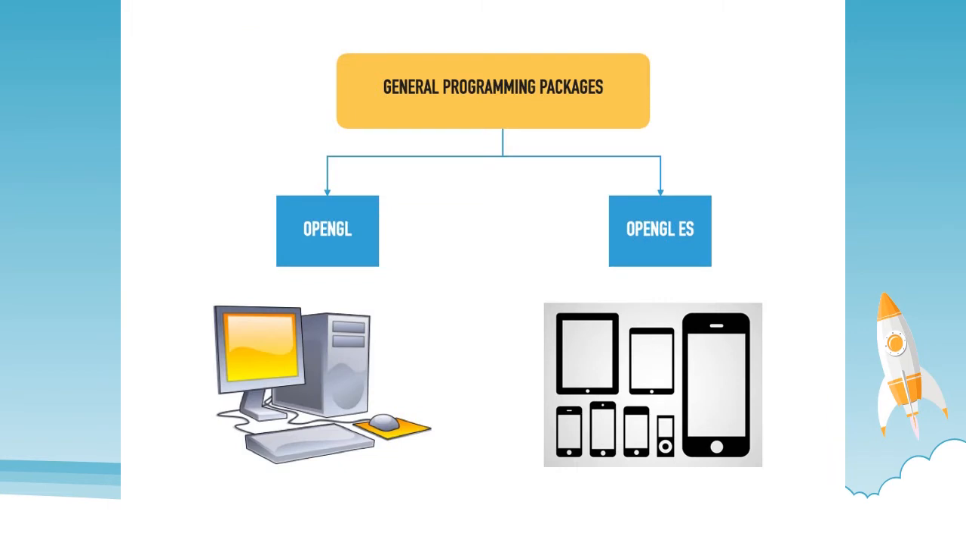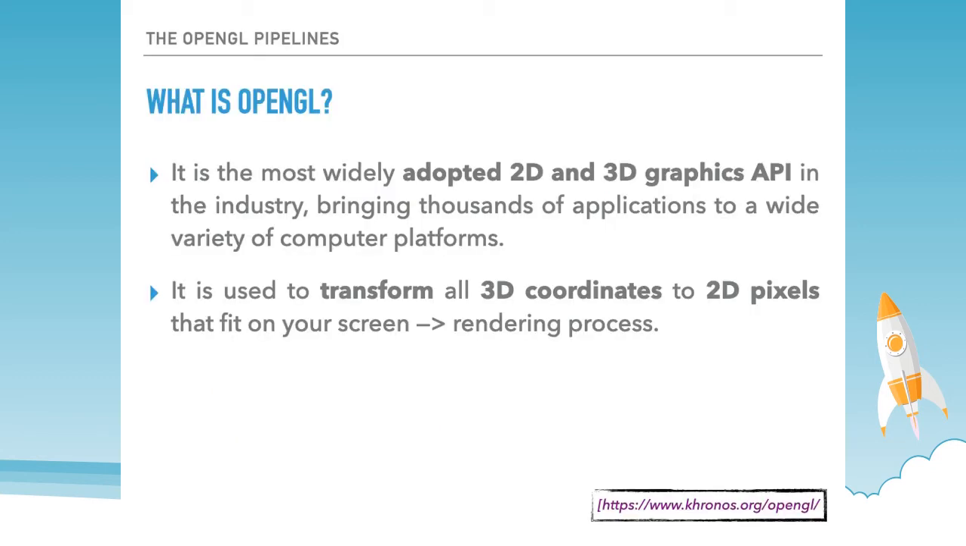General programming packages provide a library of graphics functions that can be used in a programming language such as C, C++, or even Java. These libraries include OpenGL and OpenGL-ES. Let's talk about OpenGL. What is OpenGL?